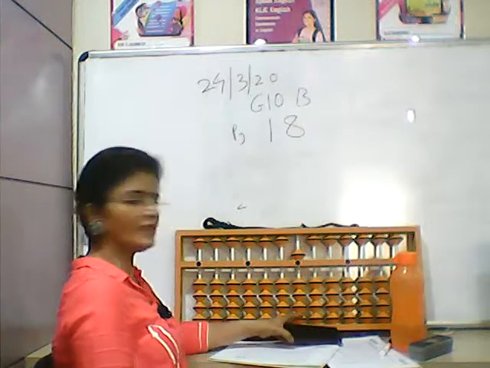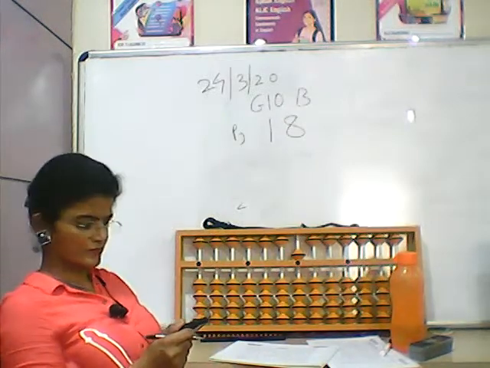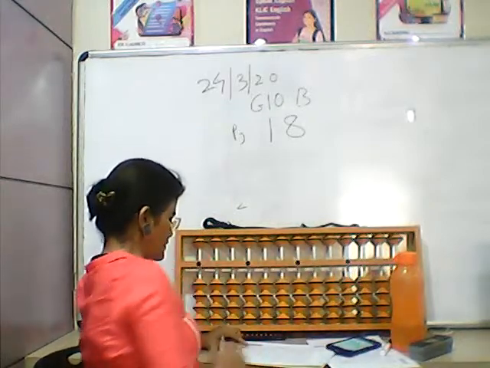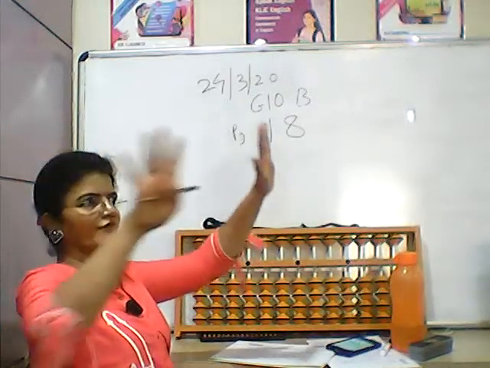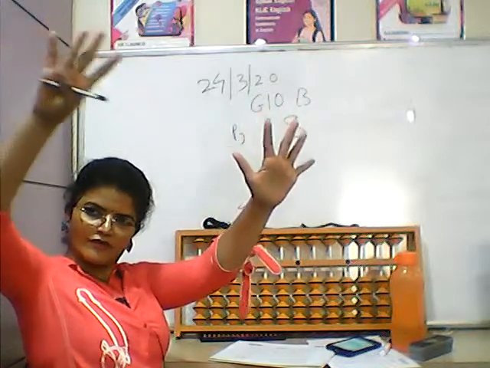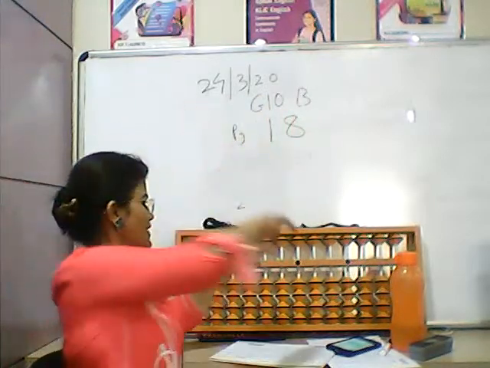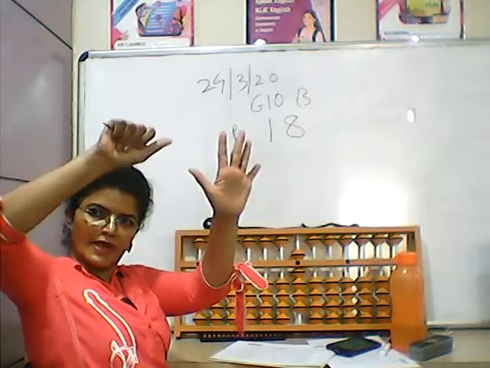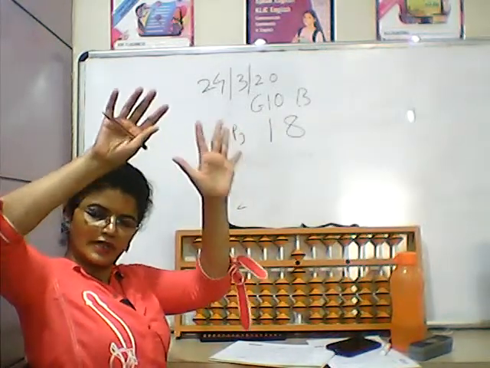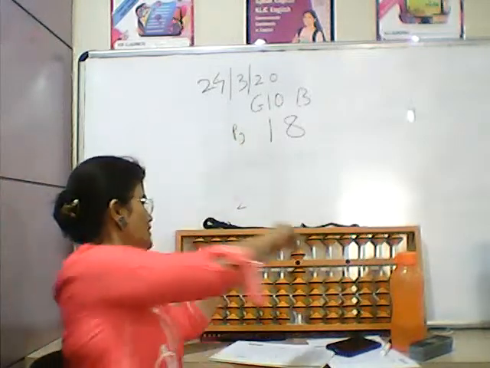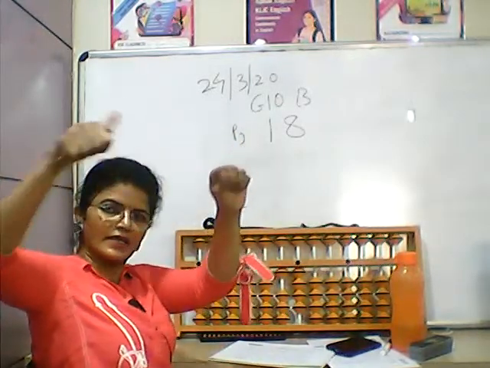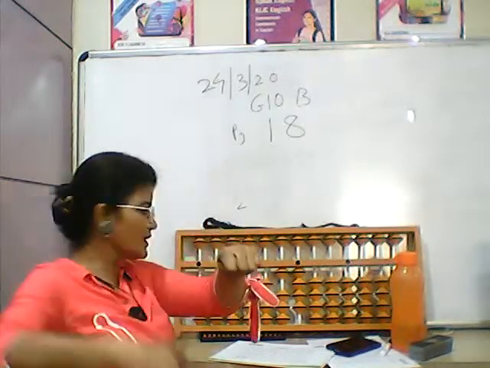Sum number 1. 9. 5 and 4, close action. Minus 5, plus 10. 9. Minus 9. Minus 10.